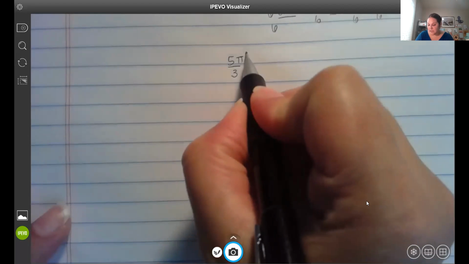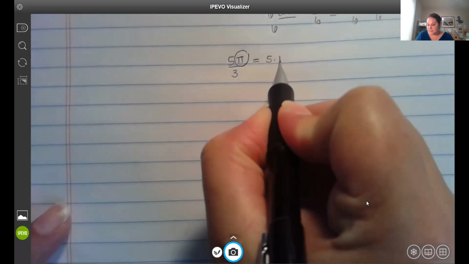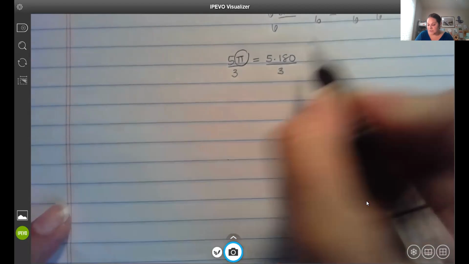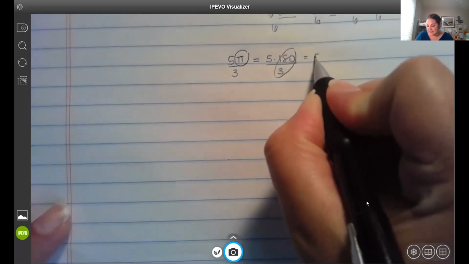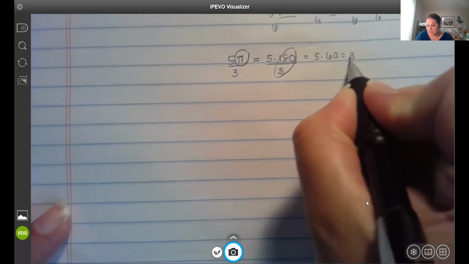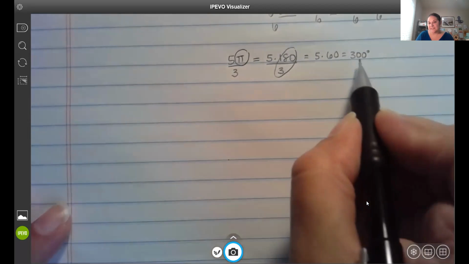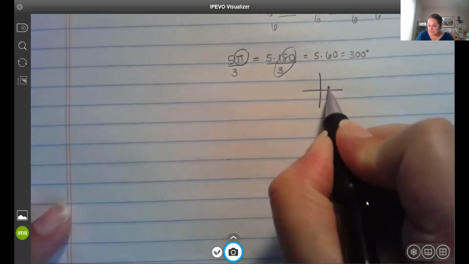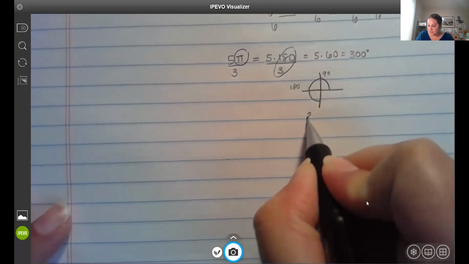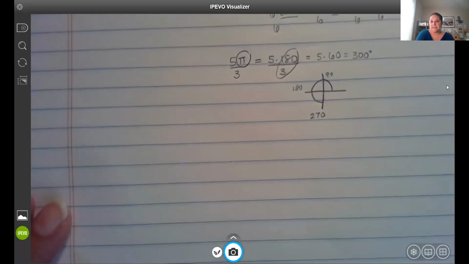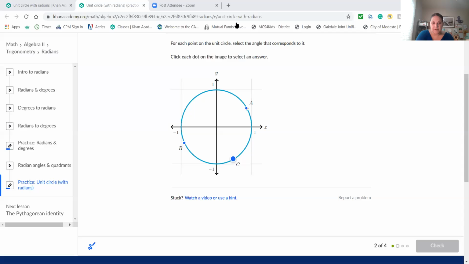Again, treat this as though it was 180 degrees. And the problems they're going to have you do are going to give you denominators where it's easy to divide. So 180 divided by 3 is 60, and then 5 times 60 is 300. And that's why 5 pi thirds makes sense, that it's beyond 1, 2, 3 quadrants. So this is again 90, 180, 270. So it makes sense that that would be in the fourth quadrant. It can't be perfect, but that's how I would answer this one here, 5 pi thirds.